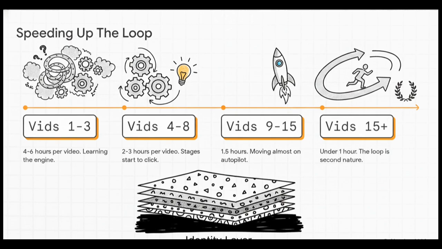Why does it plummet like that? Because you only build your identity layer, your niche, persona, style anchor, and voice one time. For every video after that, only the content layer runs fresh. The heavy lifting is already done.